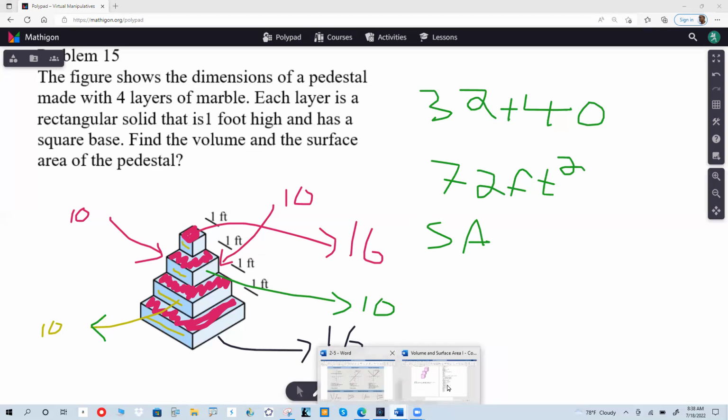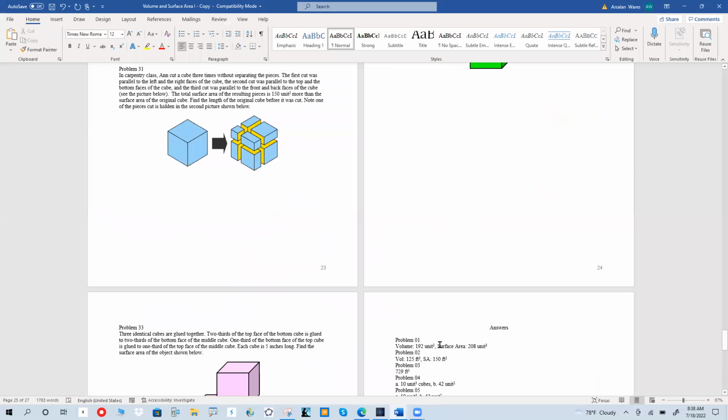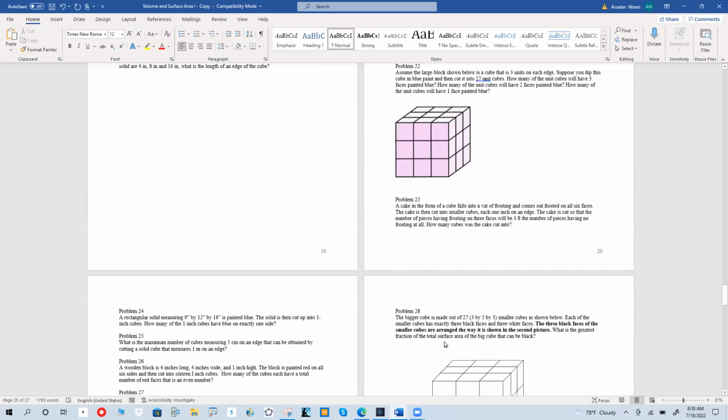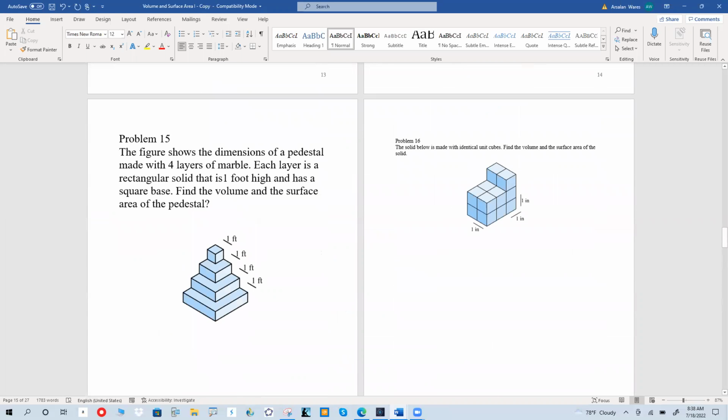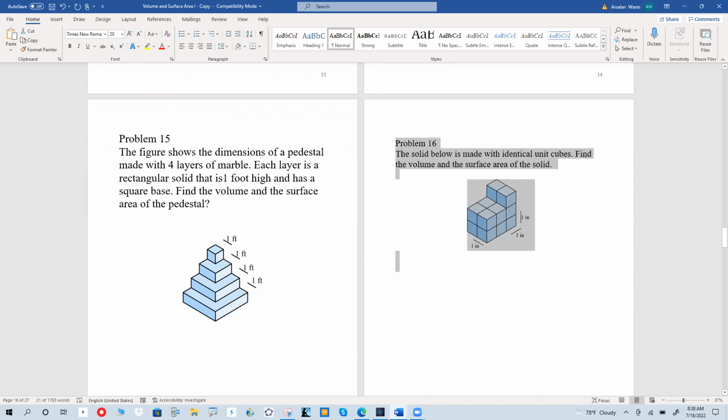Let's see what's coming up. And you're going to see in this packet, problems are going to be gradually getting a little more difficult, but nothing beyond us. Okay, so let's try number 16.